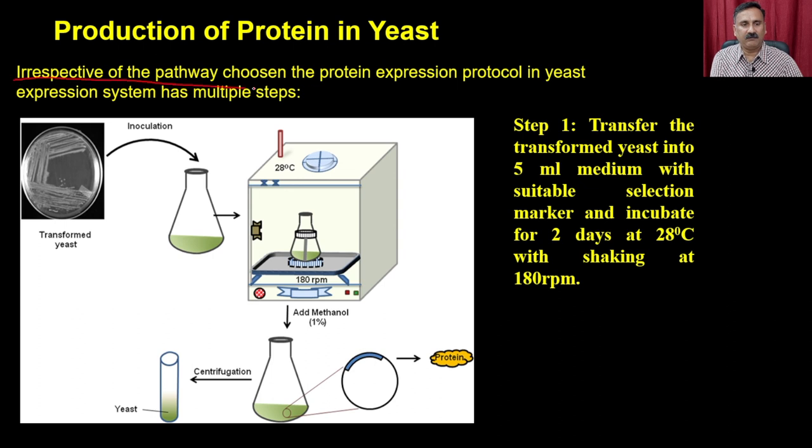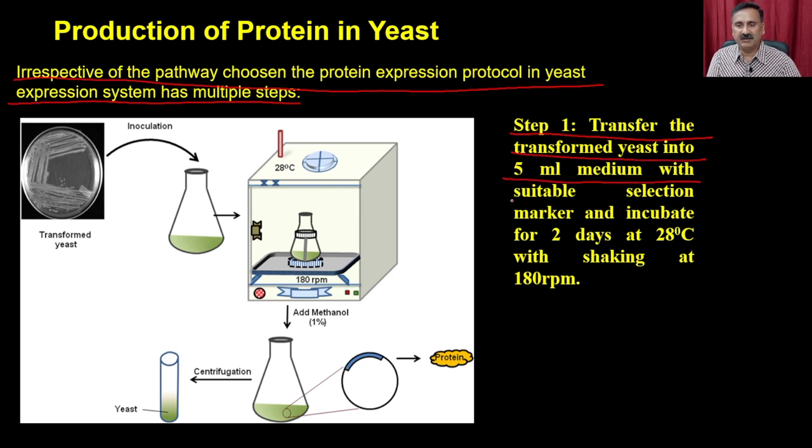So irrespective of the pathway you choose, you can express the protein in a multiple step method. For example, in step one, you transfer the transformed yeast into a 5 ml media with a suitable selection marker and incubate for 2 days at 28 degrees Celsius. Then you put it on shaking at 28 degrees Celsius for 2 days, and that is going to give you a good cell mass.